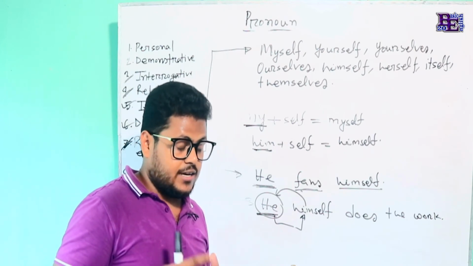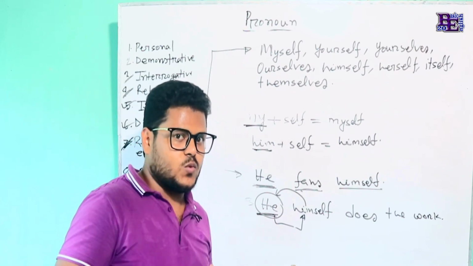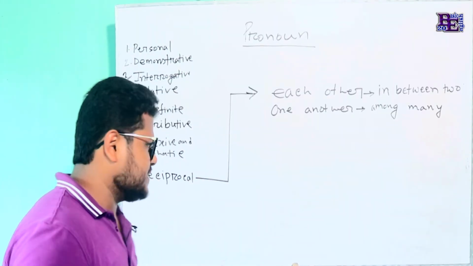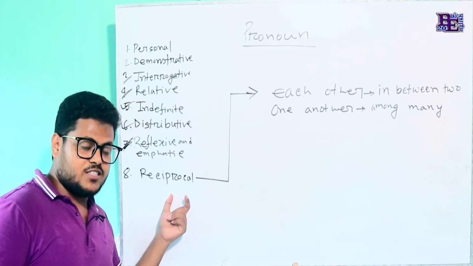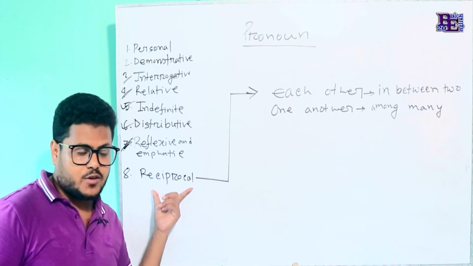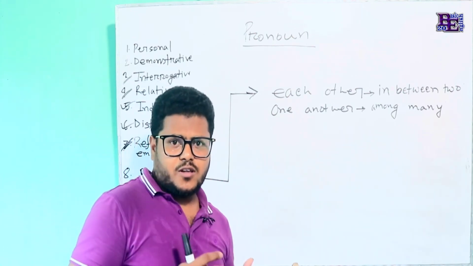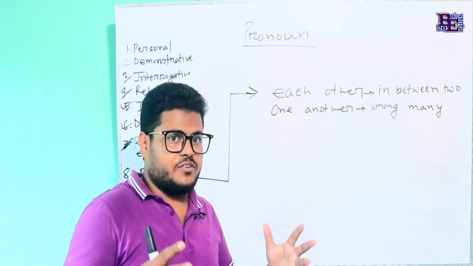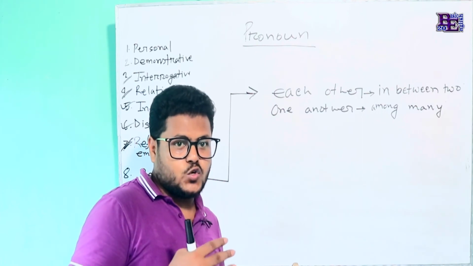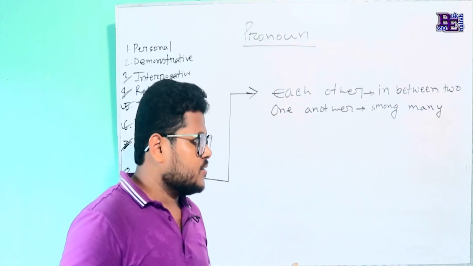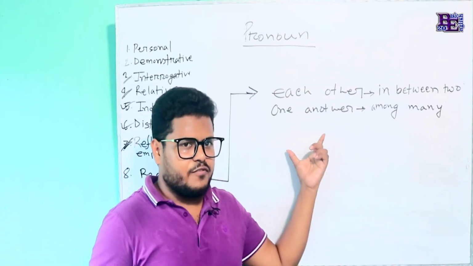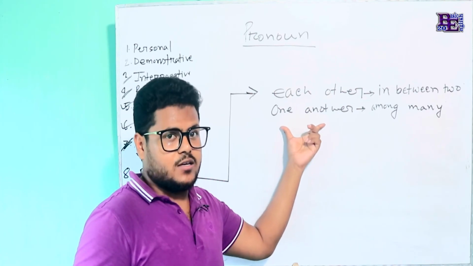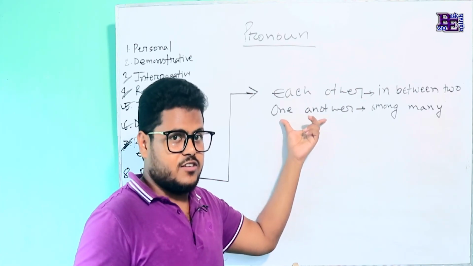So next, let's move on to the last one, that is the reciprocal pronoun. Well, as you can see, this is the last one, but not the least important. This is the reciprocal pronoun. Okay, reciprocal pronouns are the pronouns that refer to a reciprocal relationship, that is, a cooperative relationship. They are very few in number, that is only each other and one another. They are used as reciprocal pronouns.